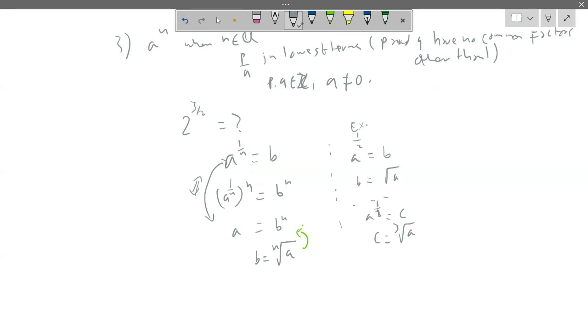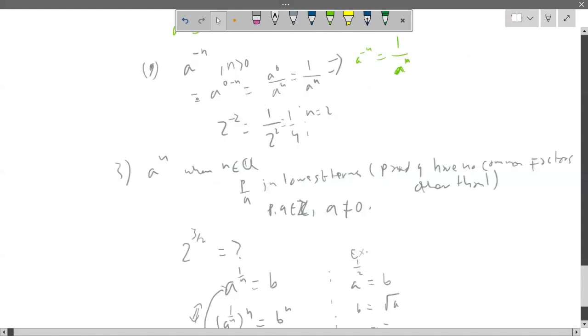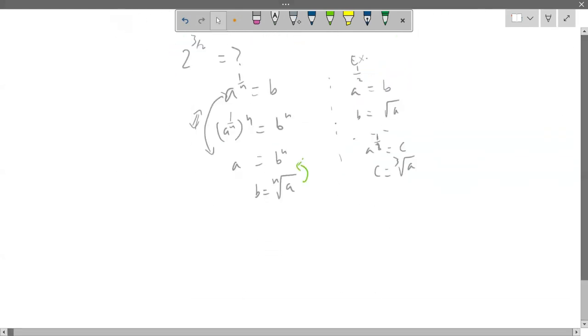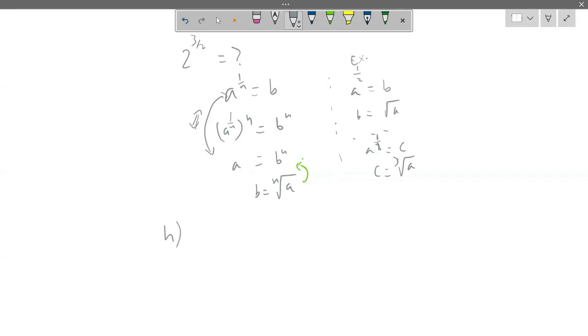So the bottom line here is we have another property. How many properties do we have? Okay, we put it as property h, which is a to the power of 1 over n is equal to the nth root of a, with the caveat that n is greater than 0. And here we also assume that n is an integer, or a natural number, really. A natural number is an integer that's greater than 0.